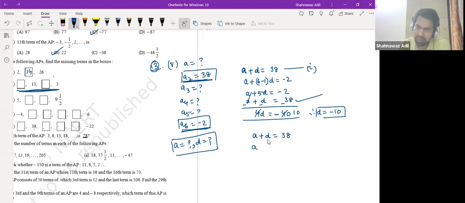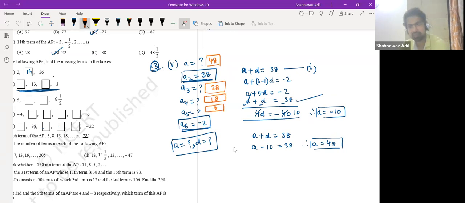D is minus 10. So A is what? Right? Which means this is what? Then this is 38, right? So we decrease 10. Then this would be how? 28. This would be 18, and this would be 8. Right?